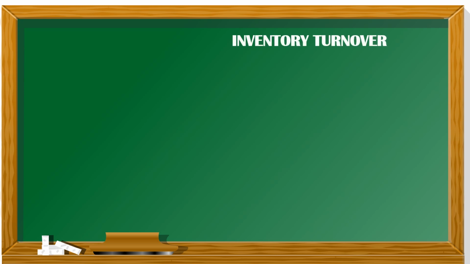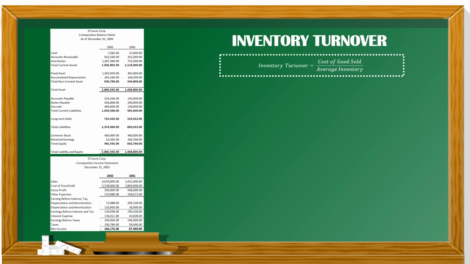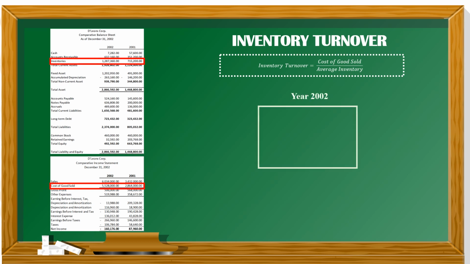Okay, so here we have the second type of efficiency ratio, that is inventory turnover. The formula for this ratio is cost of goods sold divided by the average inventory. Now here we will also be computing the year 2002. The cost of goods sold for 2002 is 5,528,000 divided by the average inventory. Same with the average accounts receivable that I discussed a while ago.